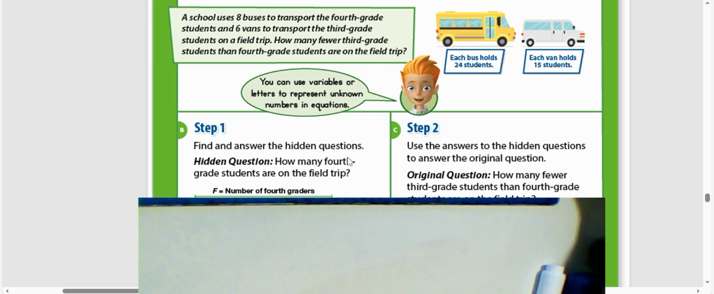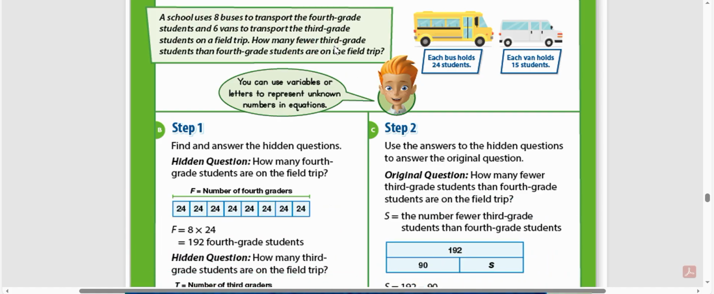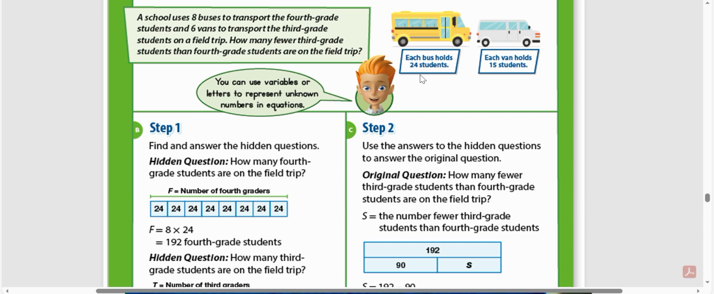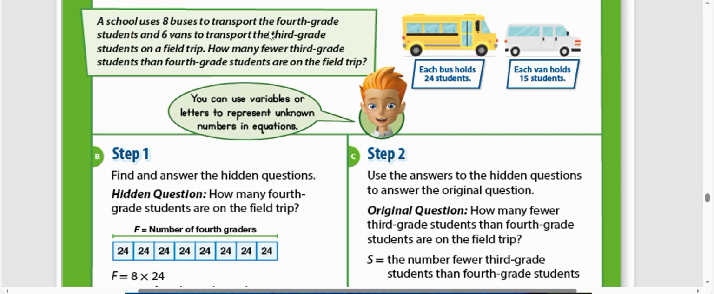Step number 1, we can divide the number here. We have 8 buses to transport the students. Look at the bus here. Each bus consists of 24 students. Then we must do 8 times 24 as the first step. The next step, each van has 15 students, and we have 6 vans. Then 6 times 15. Then we have 2 operations here, 8 times 24 and 6 times 15, and then add them together, okay, to find the answer.